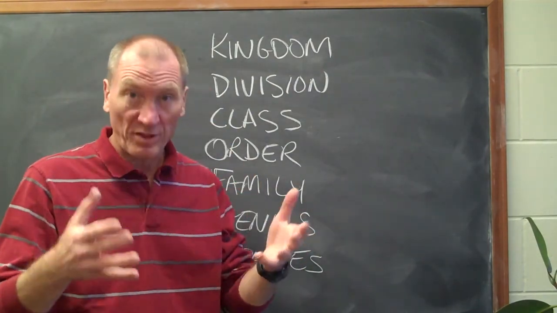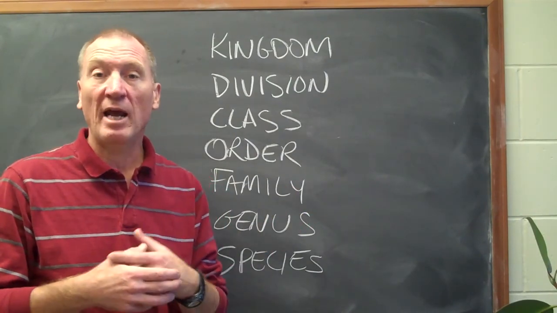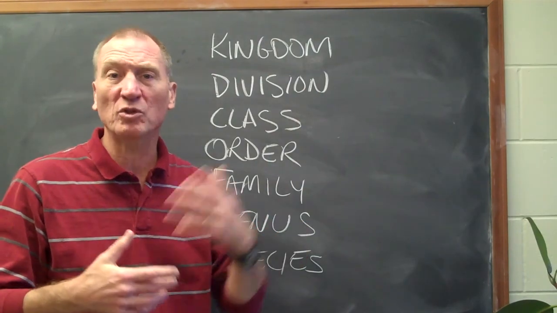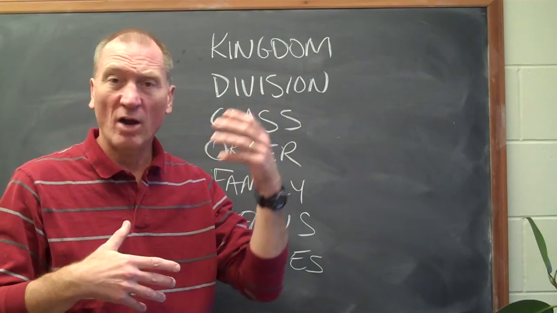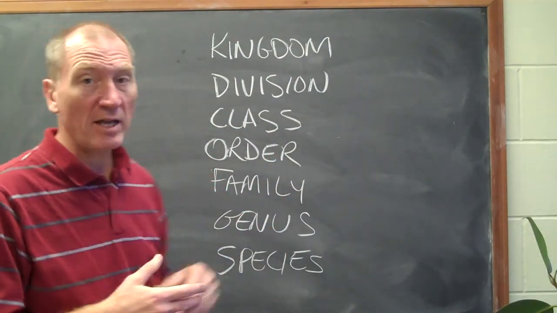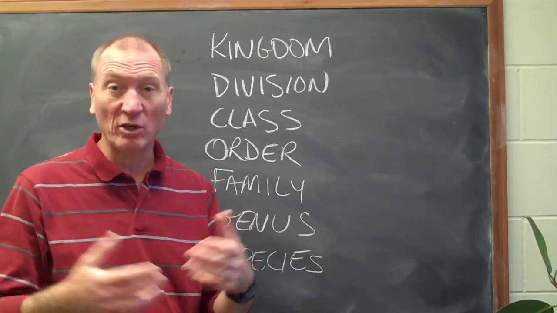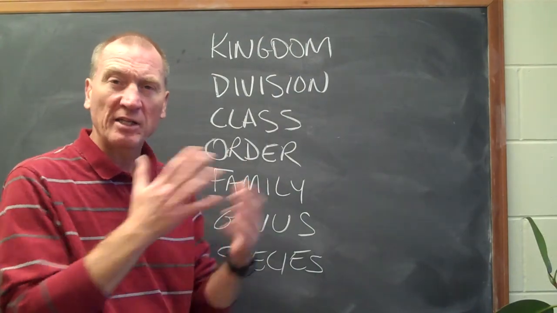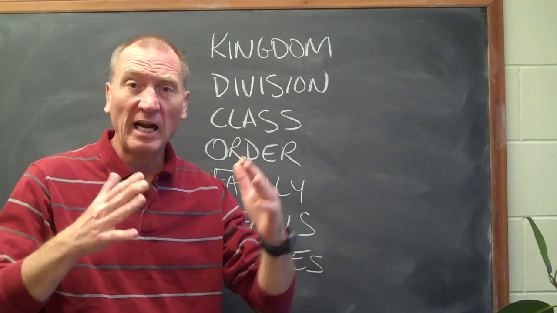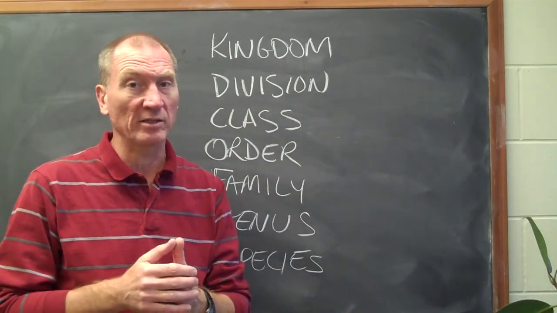Division, within the plants anyway, with the sort of plants that we deal with, has to do with whether they are gymnosperms or angiosperms. Are they conifers or are they flowering plants? And then class, again, in the sort of plants that we look at, particularly in the angiosperms, the division that happens in class is whether it's a monocot or a dicot. That is, is there one cotyledon in the seed or two cotyledons?